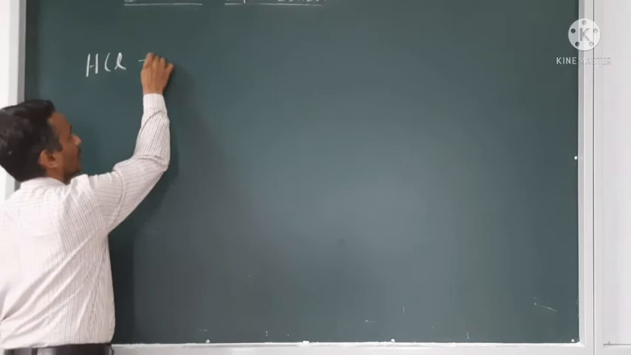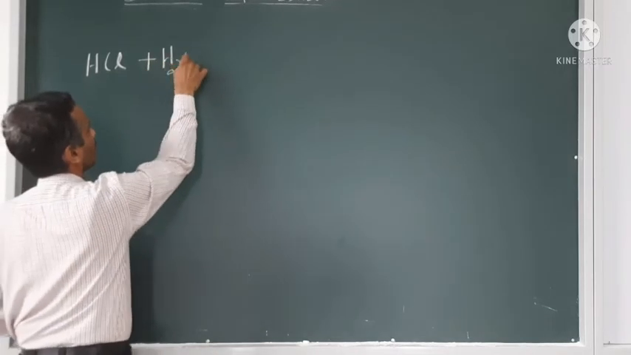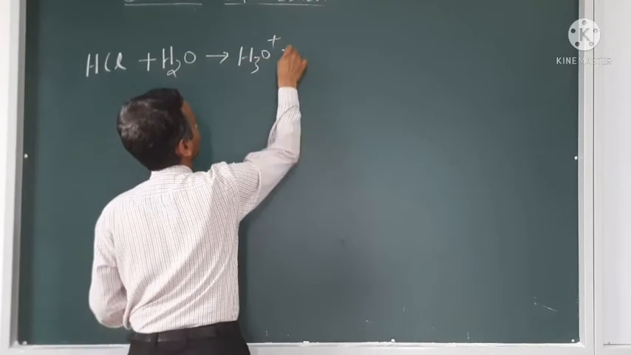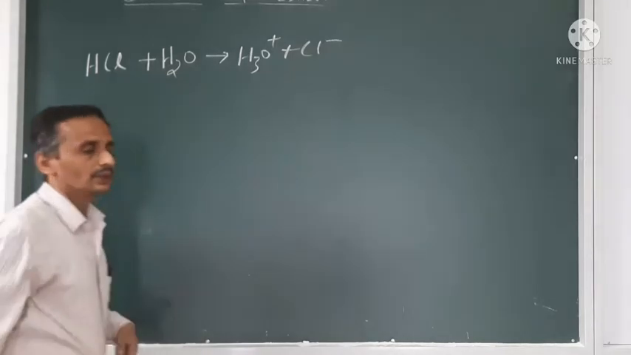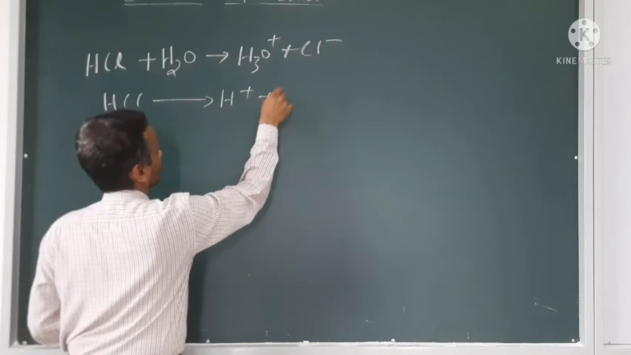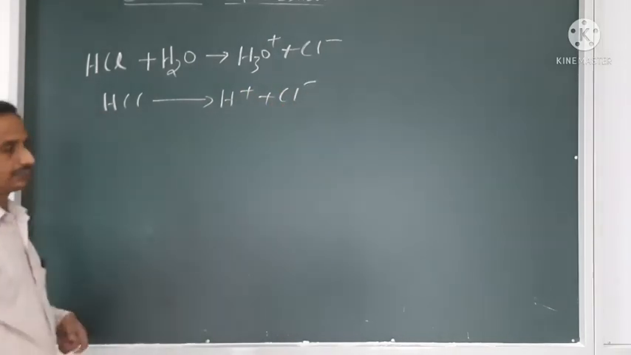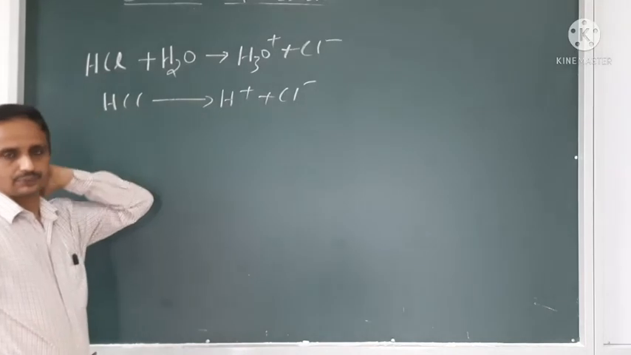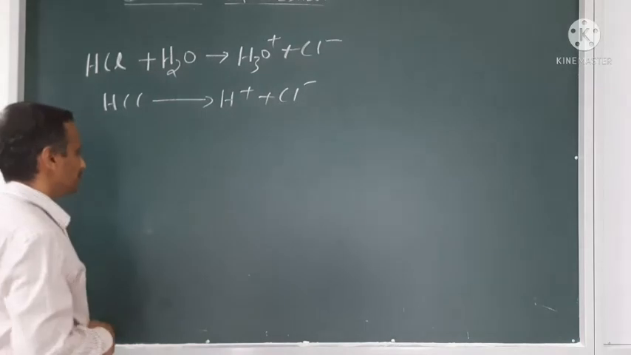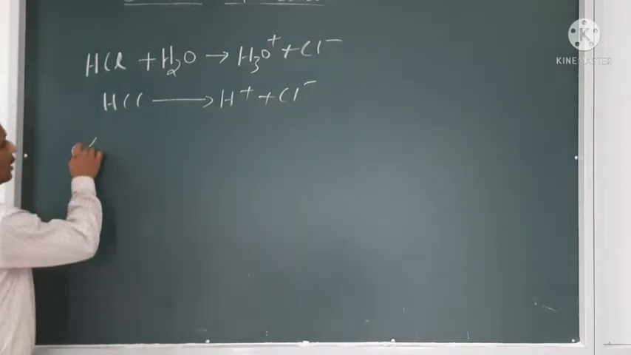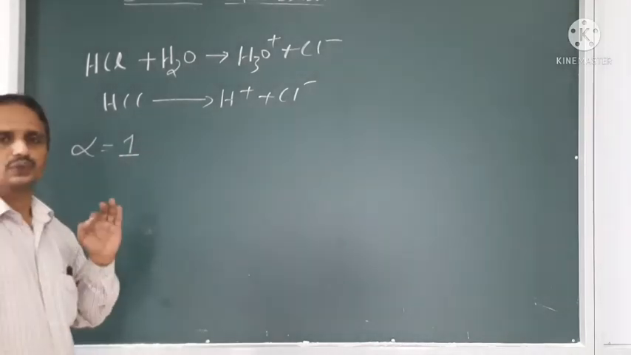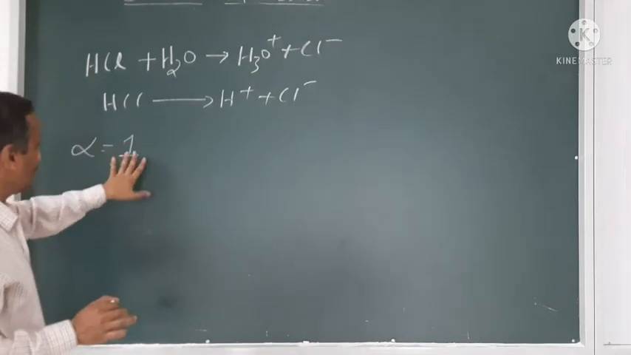Yes or no? HCl on dissolving in water is going to give H3O plus and the Cl minus ion, or HCl is going to completely ionize to H plus and Cl minus when dissolving in water, and the water takes this H plus ion. So, as the complete ionization is there, alpha is 1. That is the degree of dissociation for a strong acid, alpha is 1.